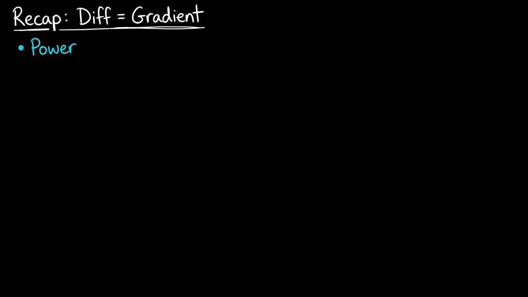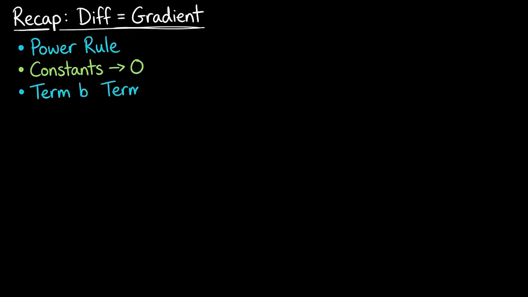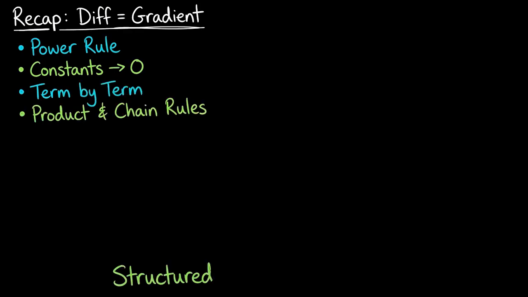To recap, differentiation finds instantaneous gradient. Use the power rule, constants go to 0, add term by term, and apply the product and chain rules when needed. It's structured, predictable, and with practice, automatic.